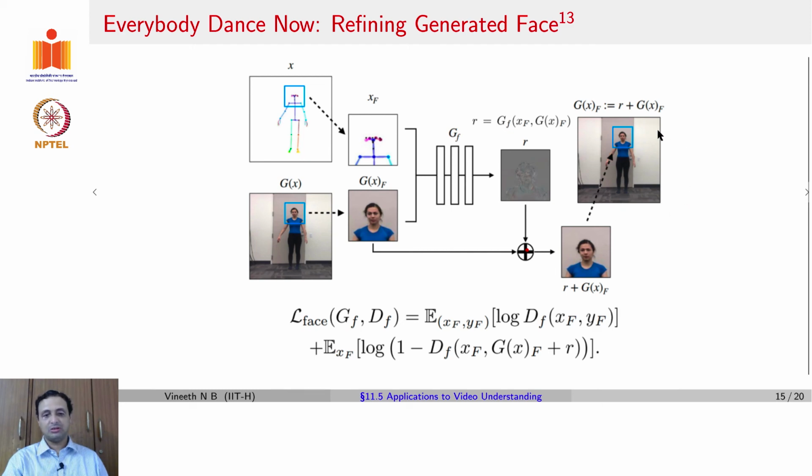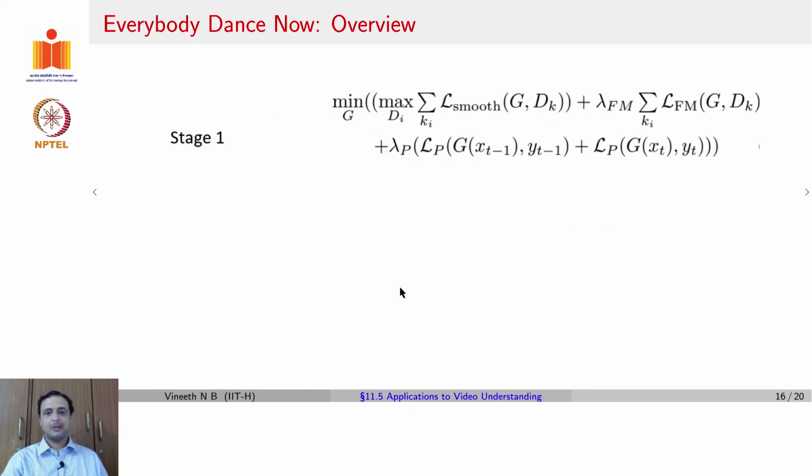This is a separate GAN by itself, where the discriminator tries to maximize the likelihood of XF, YF, where XF is the pose skeleton around the face, YF is the actual face region in the target image, and GXF plus the residual is the generated face through this generator, where the residual is the output of the generator, and this GAN helps refine the face.